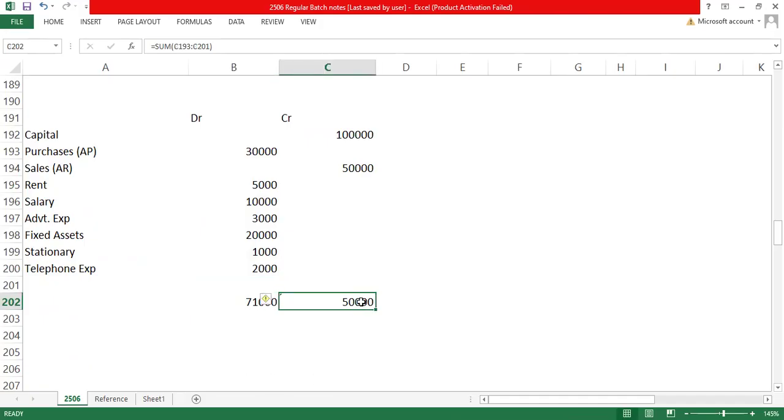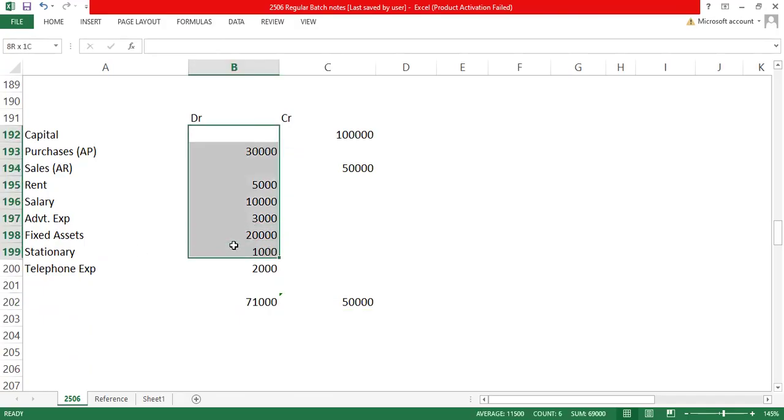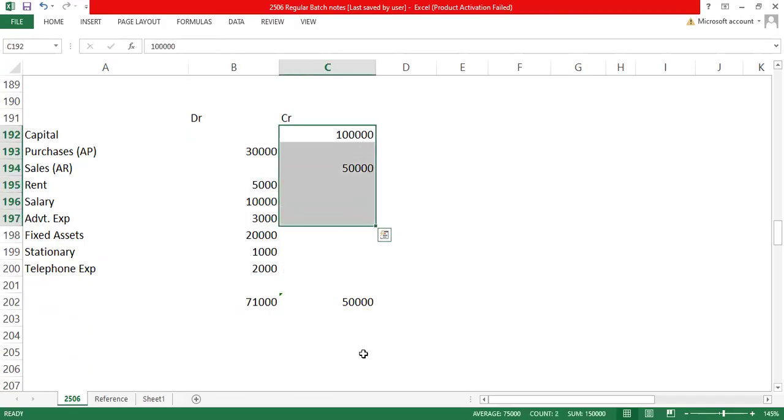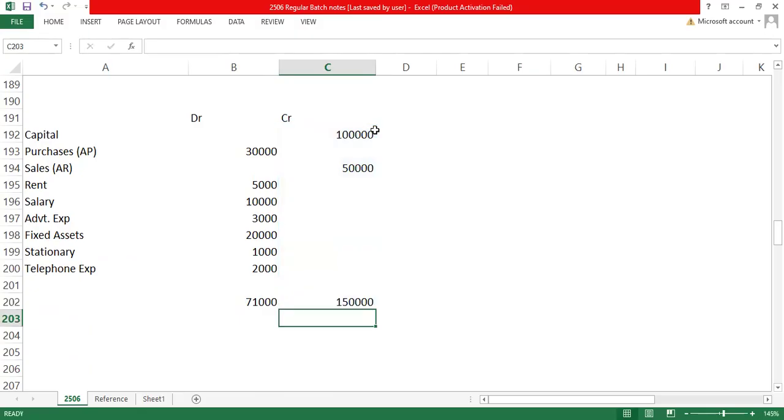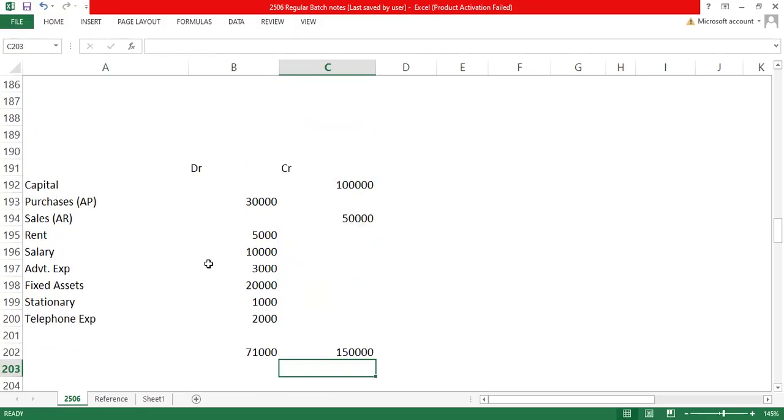My credits is 50,000. Always, as a part of your fundamental accounting principle, your trial balance has to match. Your trial balance also should have all the debits equal to credits, right? Let me extend this. So always you should have debits equal to credits. Something is wrong, it is not matching here. Why is it not matching?